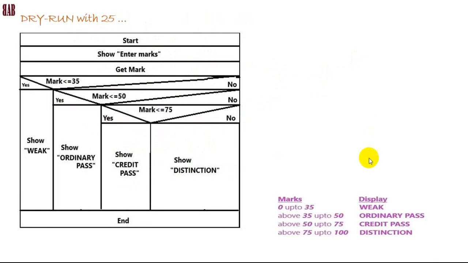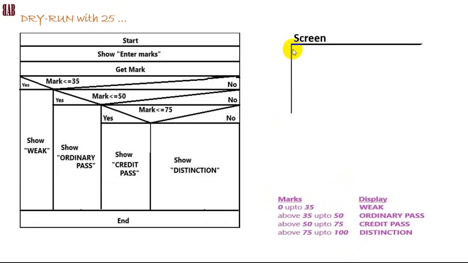Now I have written down the criteria here. 0 to 35 is weak, above 35 up to 50 is ordinary pass, above 50 up to 75 is credit pass, and above 75 up to 100 is distinction. This is what the messages we should get based on these marks. Okay, so this is the NS chart. So let's now try run with 25. As you know, 25 is in this range, 0 to 35, so we should get weak. So let's dry run and see.